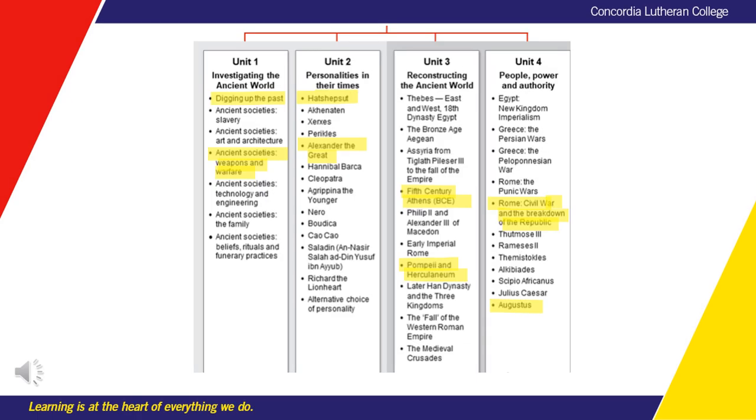Ancient history has four units, much like the other general subjects. Unit 1 is an introductory unit called Investigating the Ancient World. Unit 2 focuses on personalities in their times. Unit 3 is called Reconstructing the Ancient World. And Unit 4 deals with people, power, and authority. I'll just go through Unit 3 and 4 in a little more detail in the following slides.